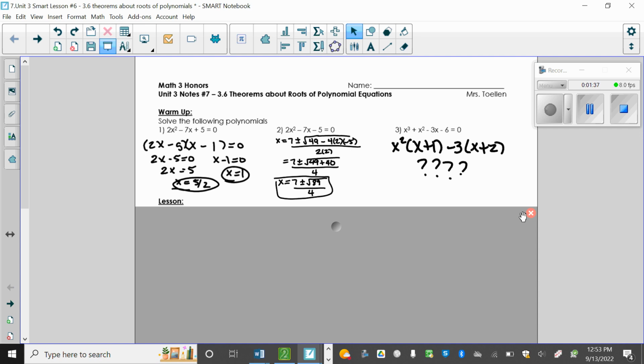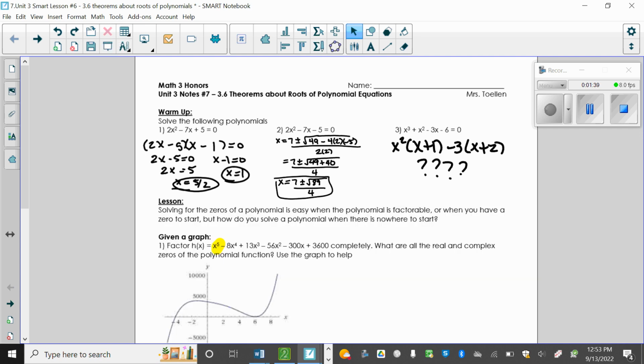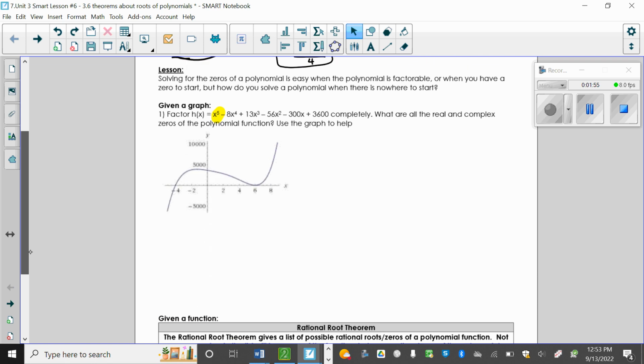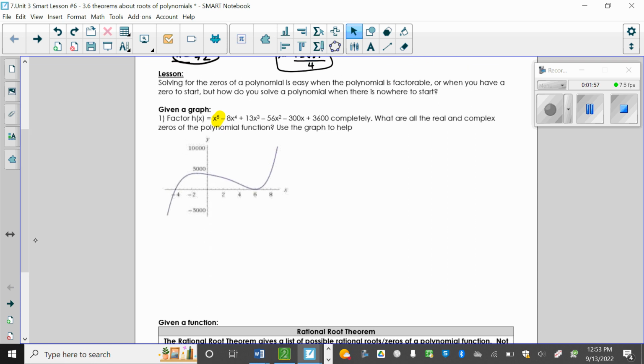As we saw in examples 1 and 2, solving for the zeros of a polynomial is easy when a polynomial is factorable, or when you know where to start. But how do you solve a polynomial when there's nowhere to start? Well, sometimes we can pull information from a graph.